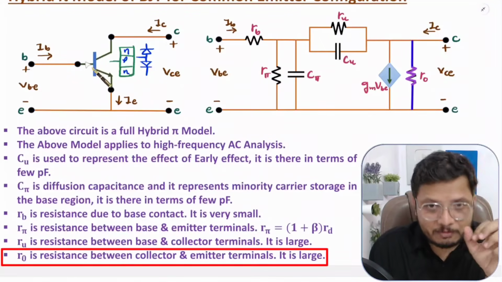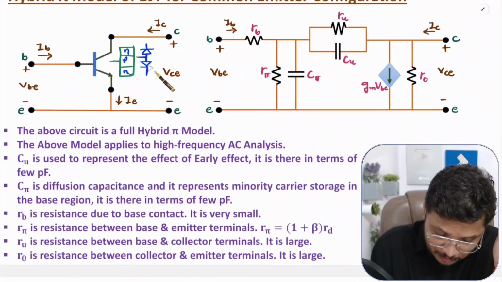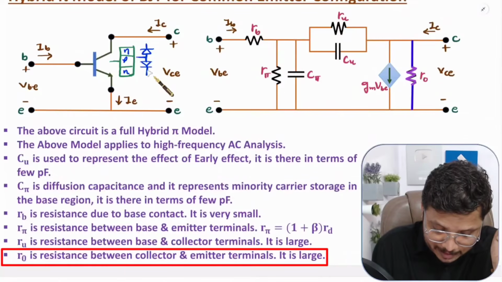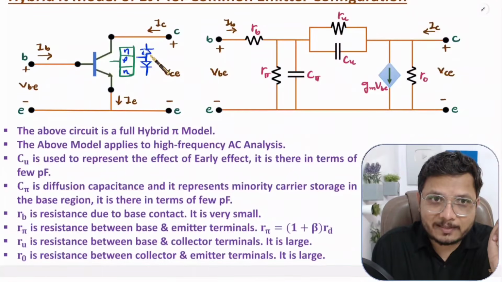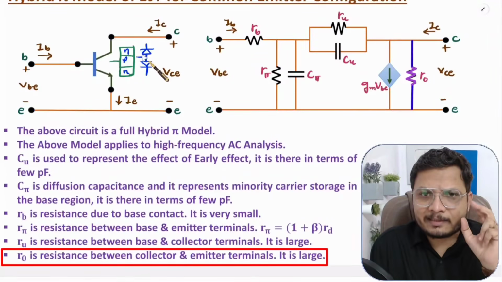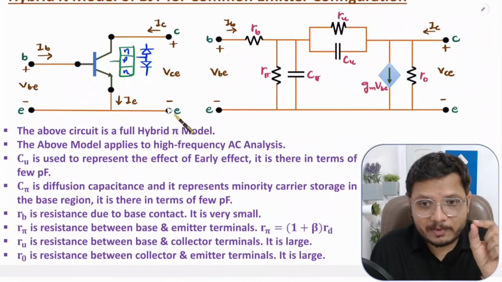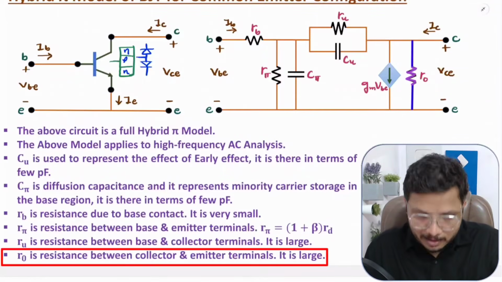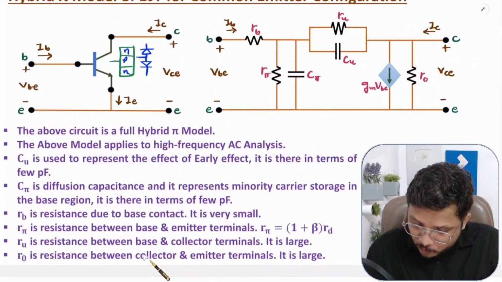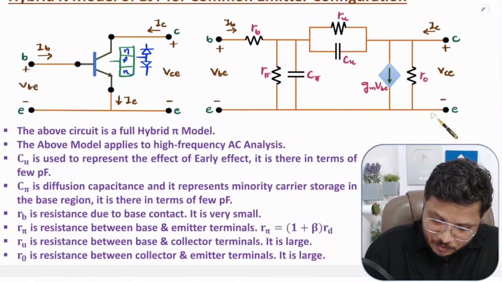So this BJT should be in active mode. In active mode, this diode will be in forward bias, and this diode will be in reverse bias. So between collector and emitter, one diode is in reverse bias. That's why the resistance between collector and emitter will be very large, right? So RO is also very large over here. So these are the parameters which we have.